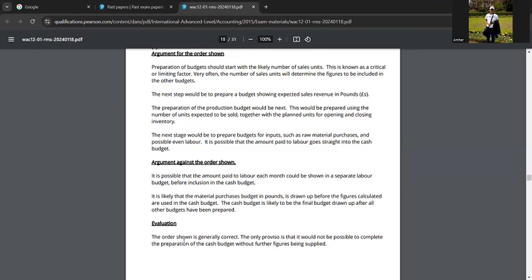And then for evaluation, they're saying the order shown is generally correct. The only condition, the only proviso, is that it would not be possible to complete the preparation of the cash budget without further figures being supplied. So they're saying the order is generally correct. Did you understand this now? Yeah, I understood. So you can give your own conclusion also for this.